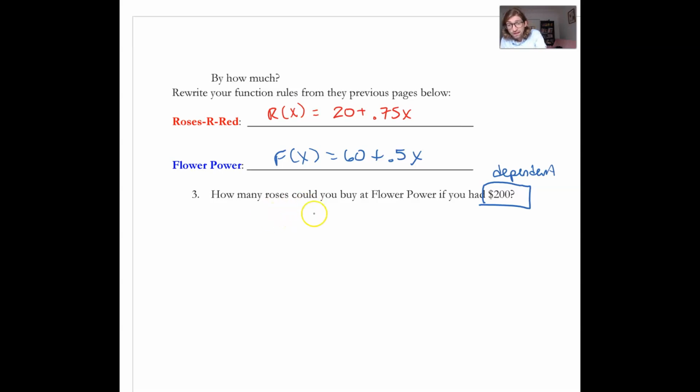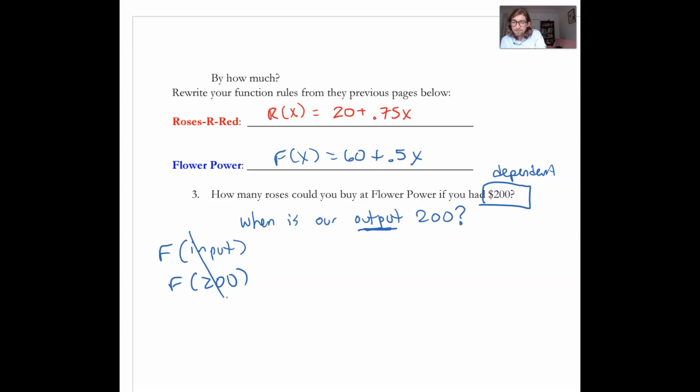So what we want is when is our output $200? That is what this question is asking. So we don't plug in 200. We're thinking our output is 200. We're not going to put 200 in the input. 200 is not the input. So what do we do? We take our function and we want to know when it outputs 200. We set it equal to 200, and now we solve.